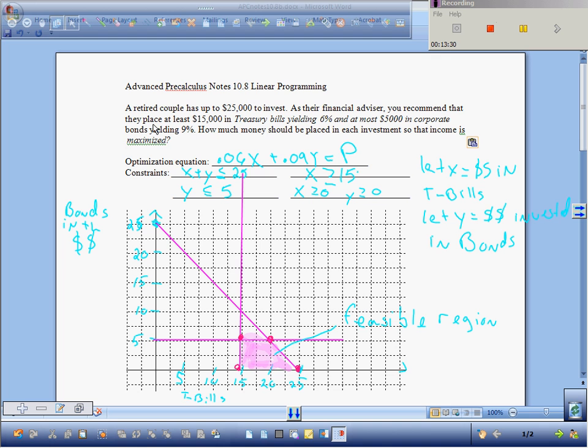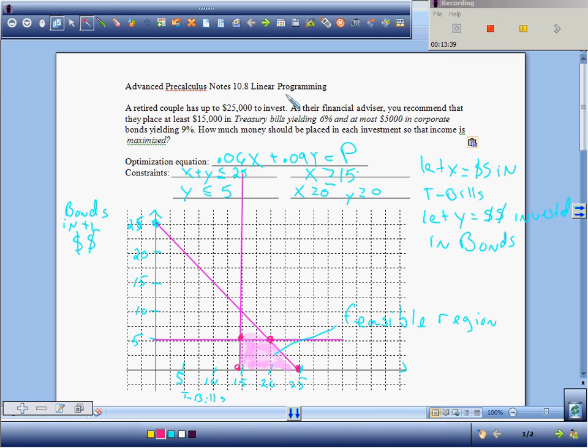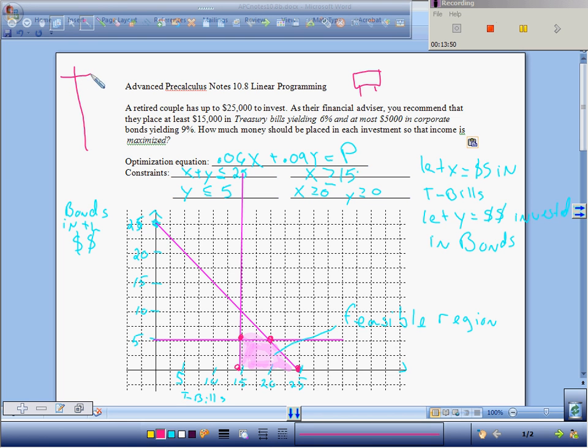Okay, so what I want to do is make a little table, okay? So I'm going to come over here, and I'm going to draw a picture of a table, okay? I want to make a table, and I want to plug in values at those critical points. I'm going to go X, Y, and P, because that's what I'm trying to find, the maximum profit, okay?